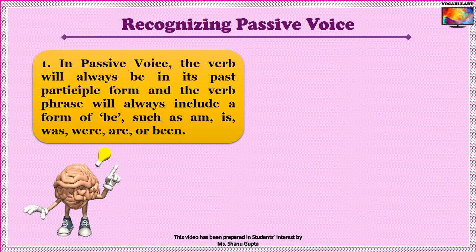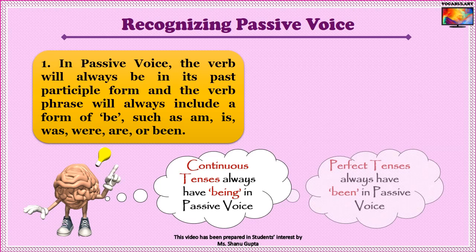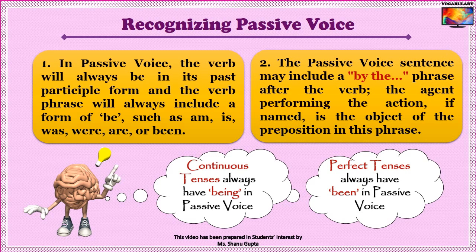The presence of a be verb, however, does not necessarily mean that the sentence is in passive voice. In particular, the continuous tenses always have being in passive voice and the perfect tenses always have been in passive voice. Another way to recognize passive voice sentences is that they may include a by the phrase after the verb. The agent performing the action, if named, is the object of the preposition in this phrase.